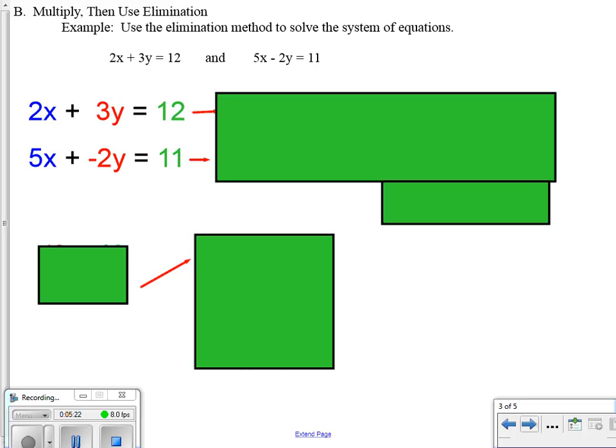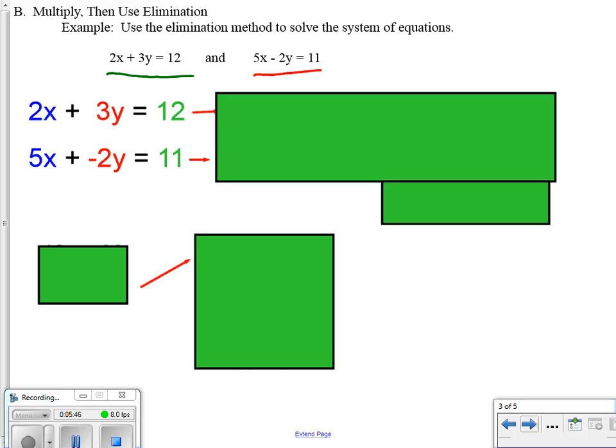So in this case, we have our system of equations. 2x plus 3y equals 12 is our first equation. Our second one is 5x minus 2y equals 11. So again, with elimination, I set them up one above the other, line up all of our x values, our y values, the equal signs, and our constants on the other side.